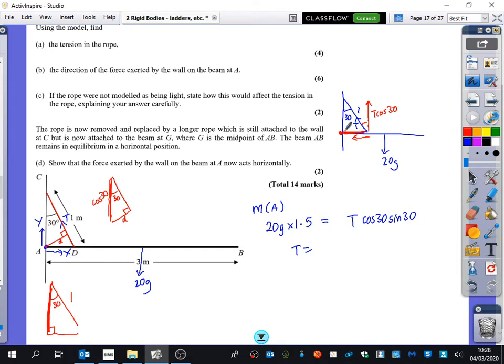The distance here becomes sine 30, not T sine 30. This distance is sine 30 from this triangle, and the force is T cos 30. This force here, which is T sine 30, has a distance of 0 from the point, so that force doesn't even get included. That's the physics way of doing it. Yeah? What's the question you've got in your head?